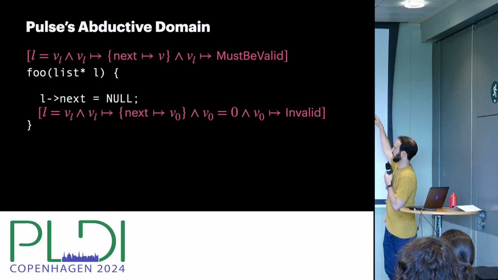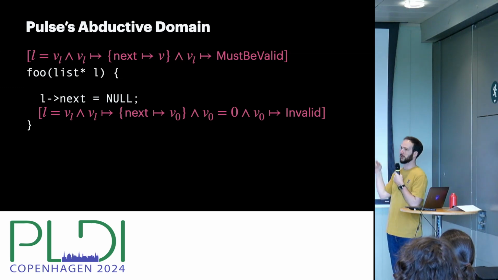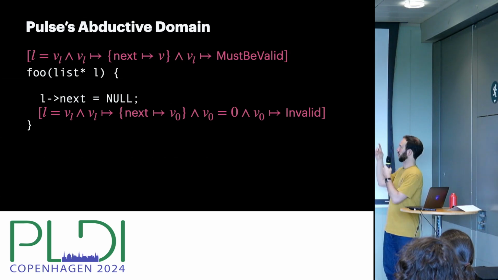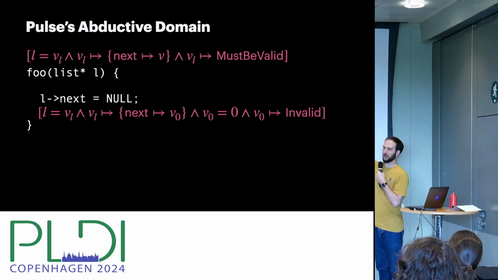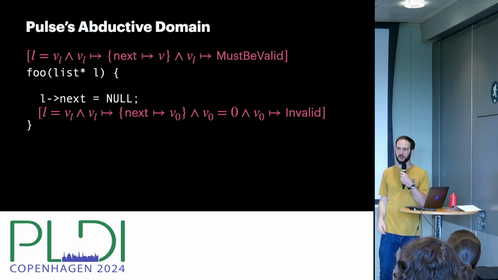This interplay between must be valid and invalid is very important in Pulse. That's how it tracks null pointer dereference and the like. It's when these two meet. So in order for Pulse to report something here, it has to have strong evidence that something wrong happened. So it must know that something became invalid. It saw the assignment to something wrong, something invalid, like the null pointer, and then that you're trying to dereference it as well.